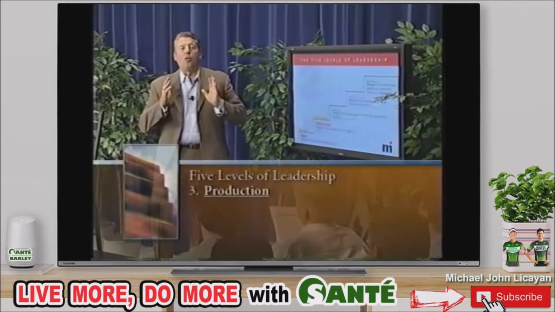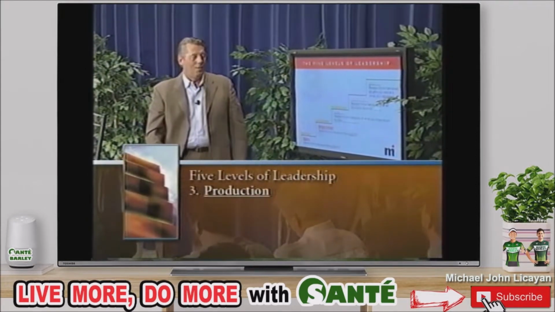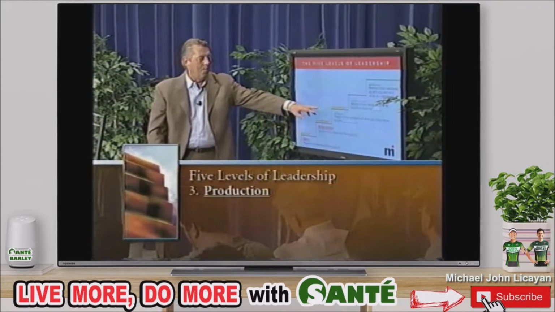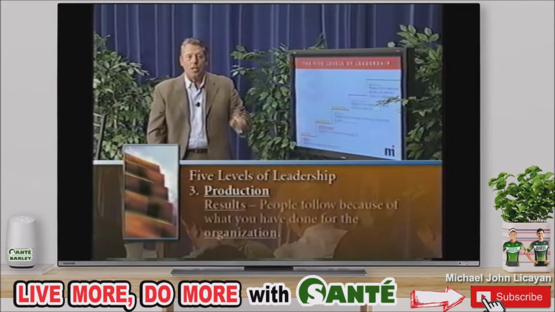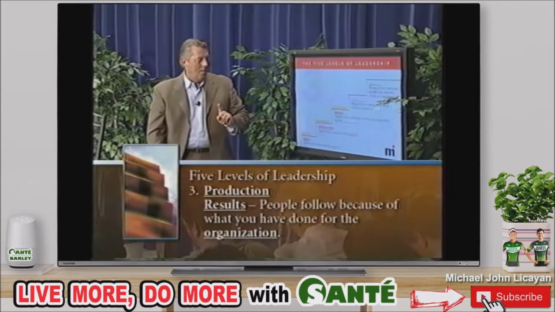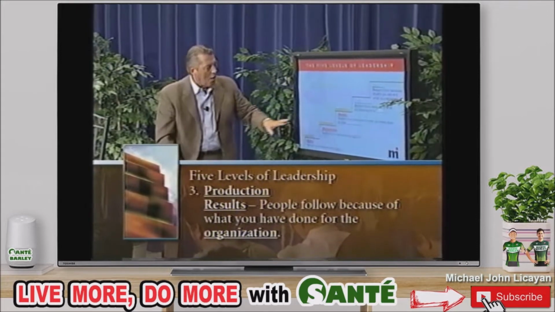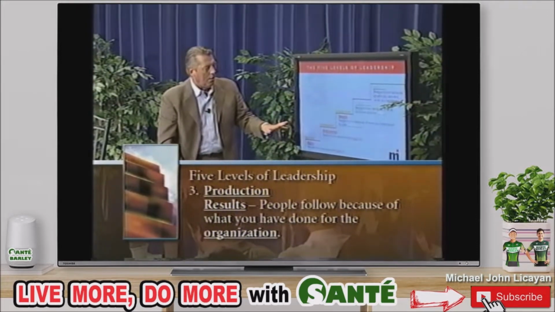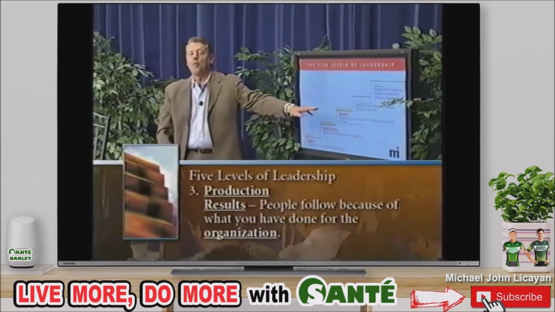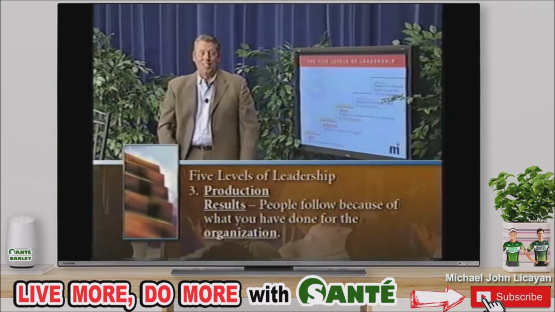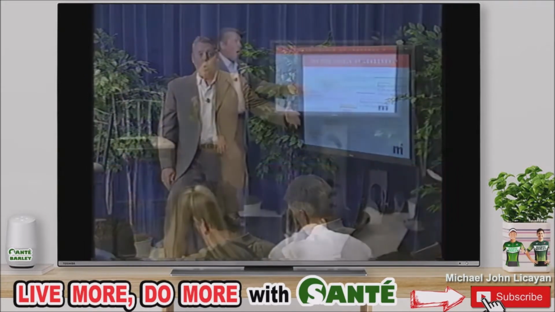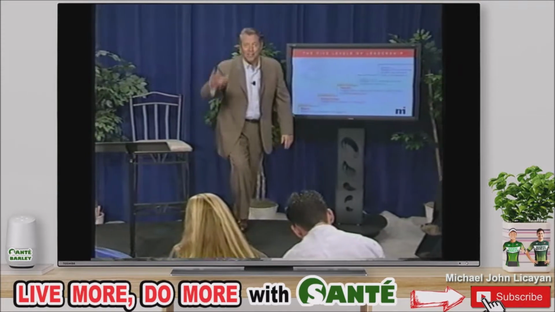Level number 3 is called the production level. And at level number 3, the key word is results. What you're going to find at level number 3 is people follow because of what you have done for the organization. They follow you, they follow me because of what we have done for the organization. Now, this is absolutely huge.